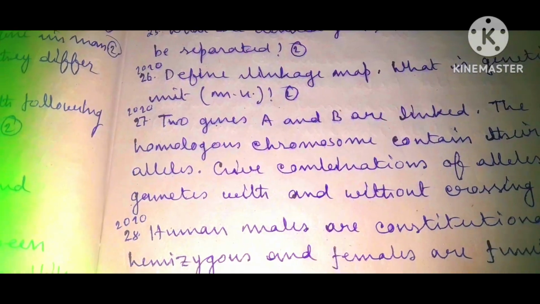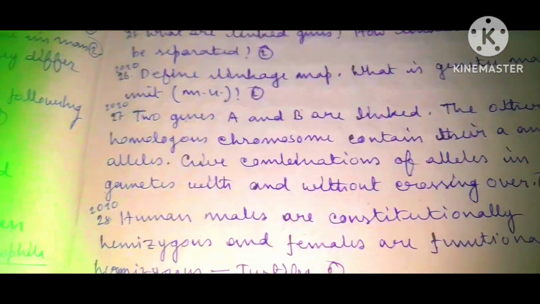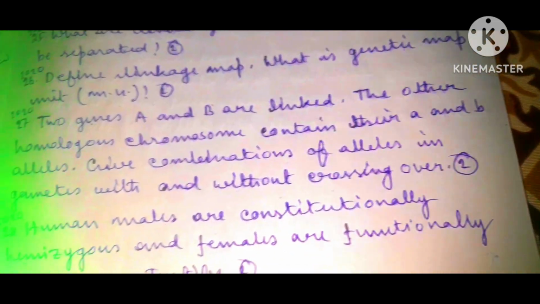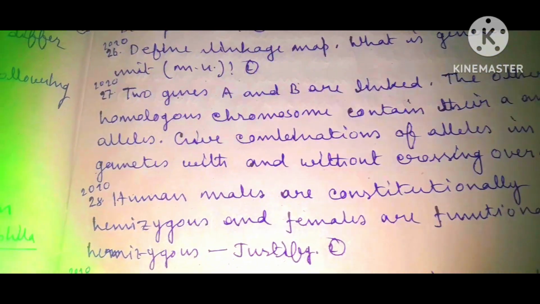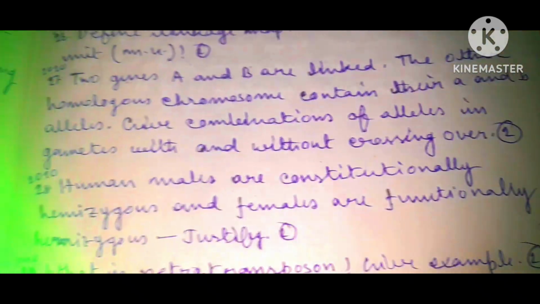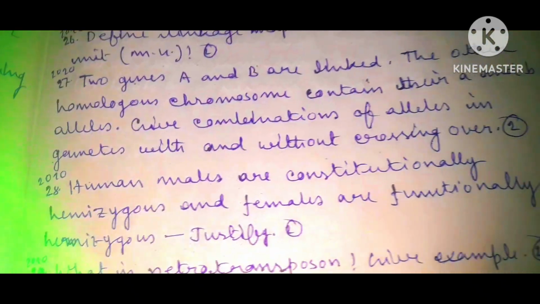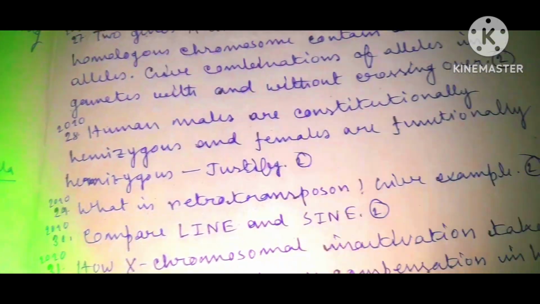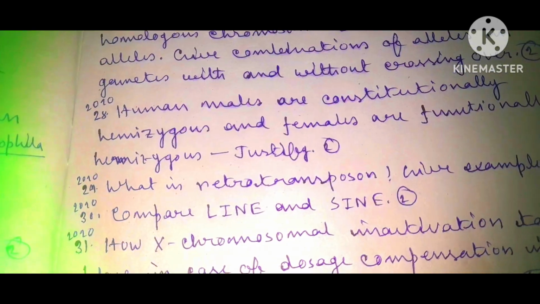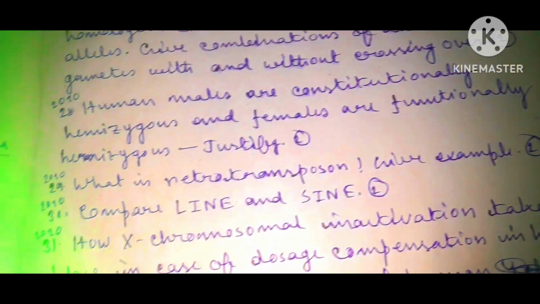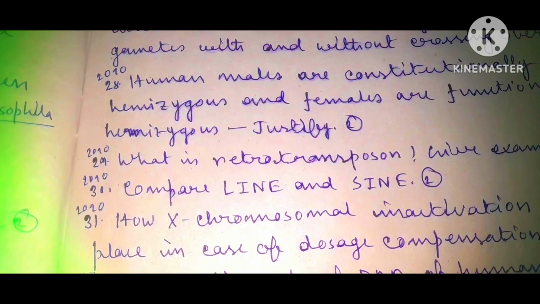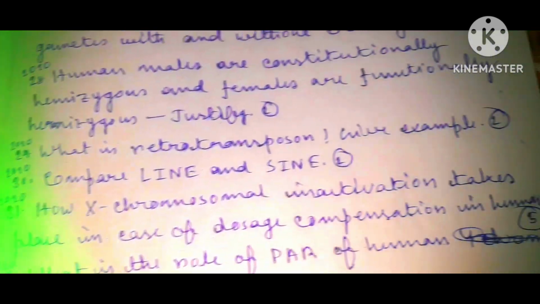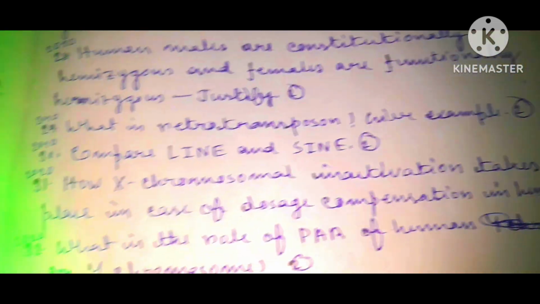Two genes A and B are linked. The other homologous chromosome contains their small a and small b alleles. Give combinations of alleles in gametes with and without crossing over, carrying 2 marks. Human males are constitutionally hemizygous and females are functionally hemizygous. Justify, carrying 2 marks. What is retrotransposon? Give example, carrying 2 marks.